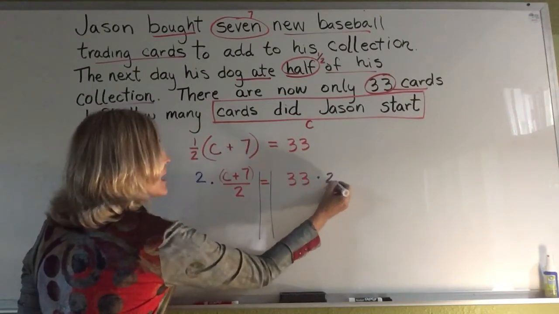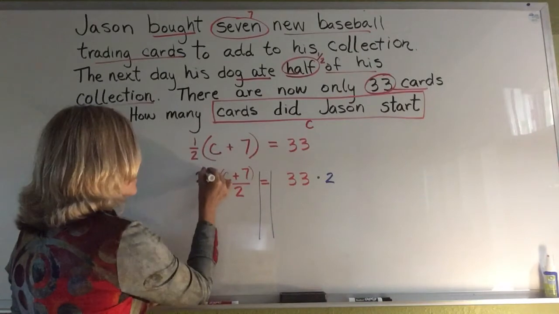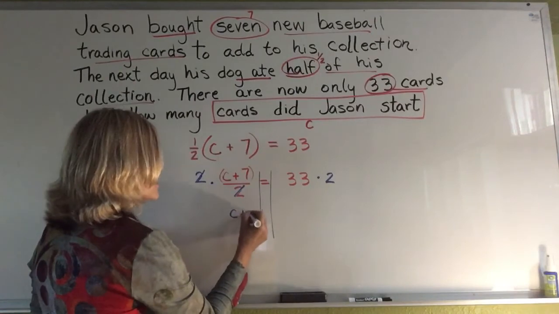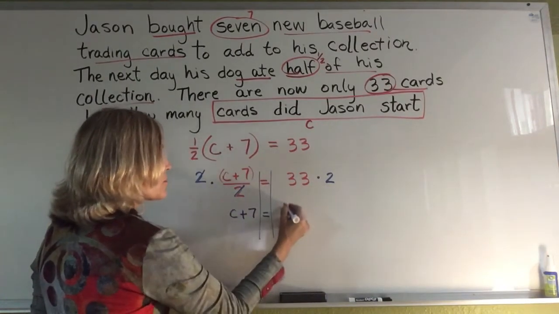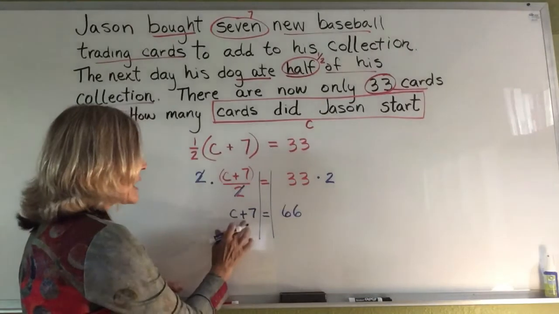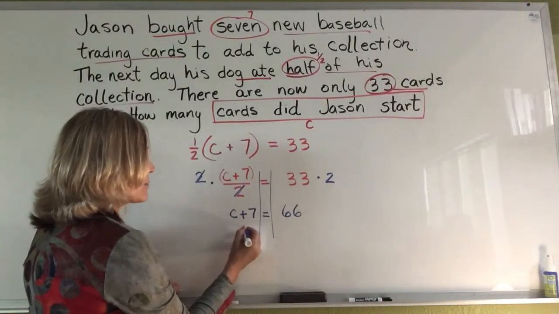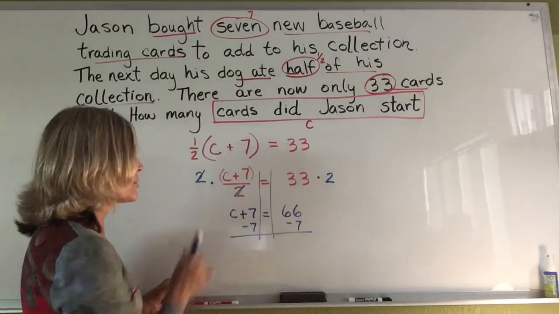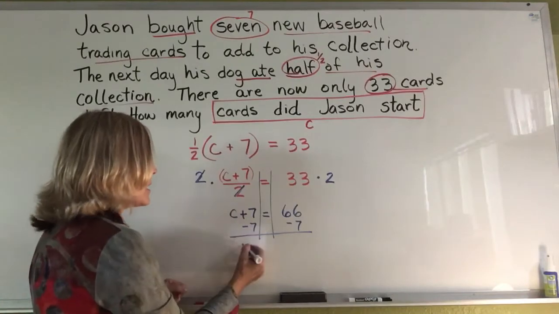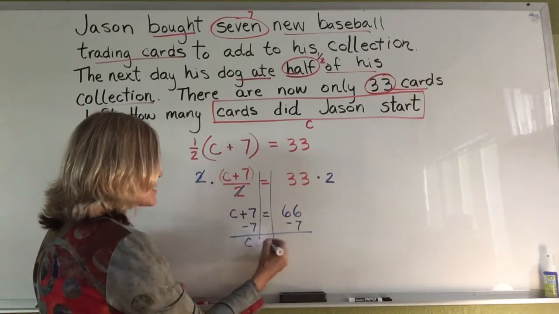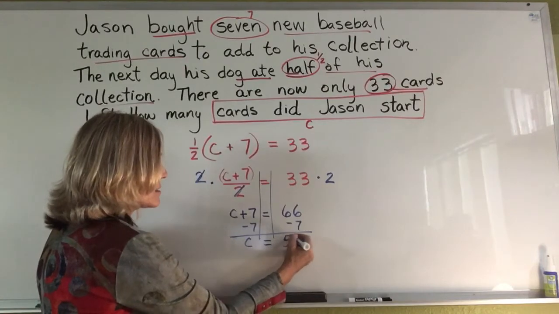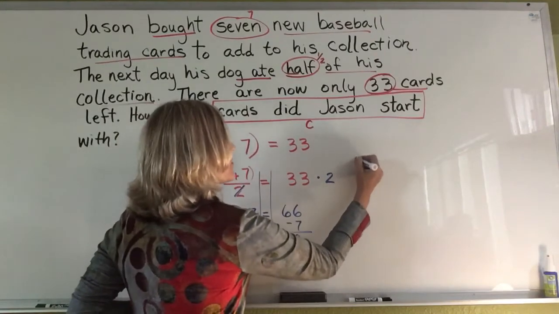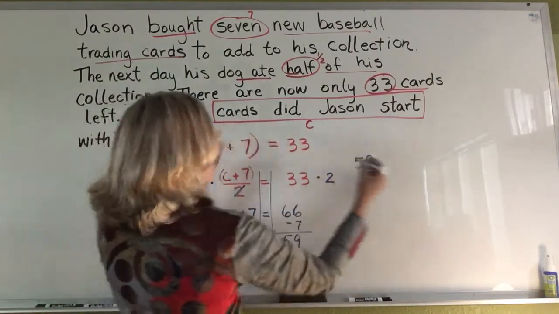So I'm going to multiply both sides by 2. This side, the numerator and denominator, will cancel out, leaving us with C plus 7 equals, and 33 times 2 is 66. Now I can go ahead and get rid of my 7. I'm going to subtract 7 from both sides. So remember, that's the addition property of equality. We just did the multiplication property of equality. And that will leave us with C equals, and take 7 away, and we have 59. So the answer here is 59 cards.